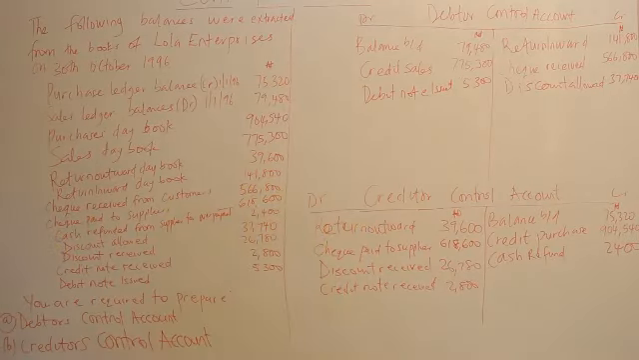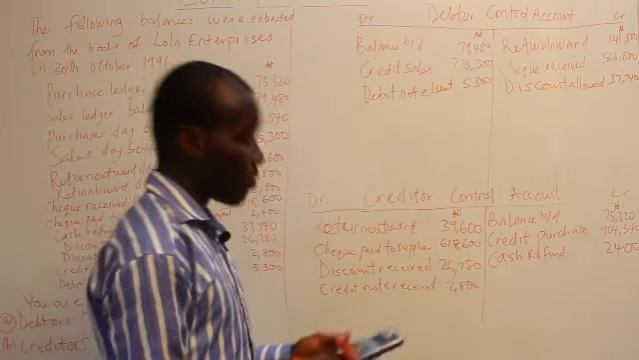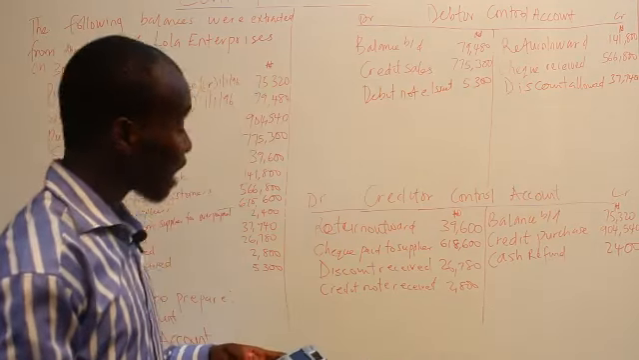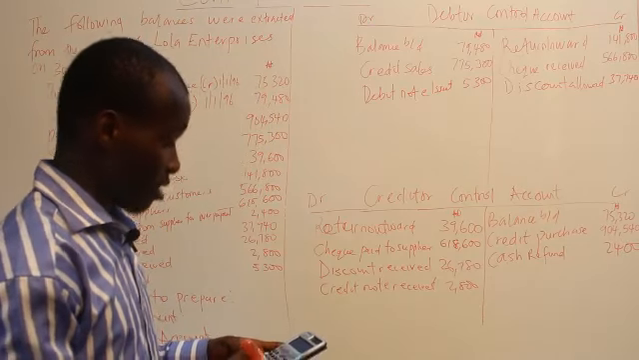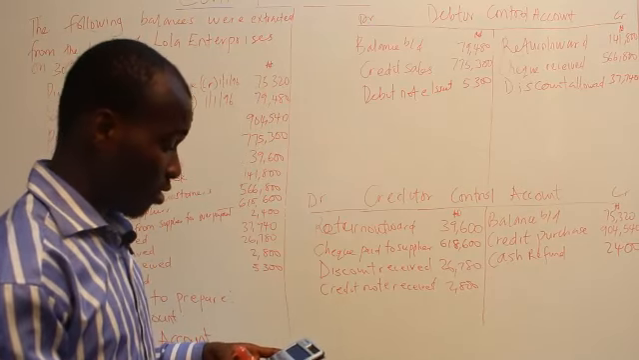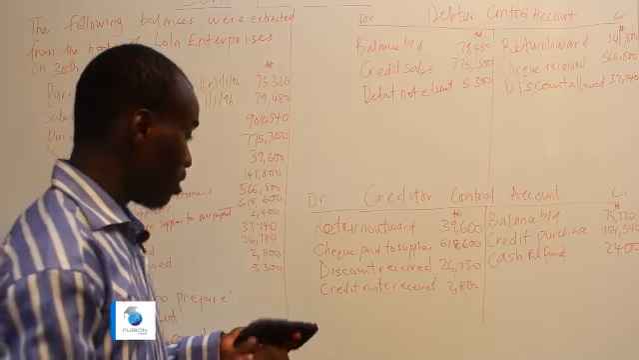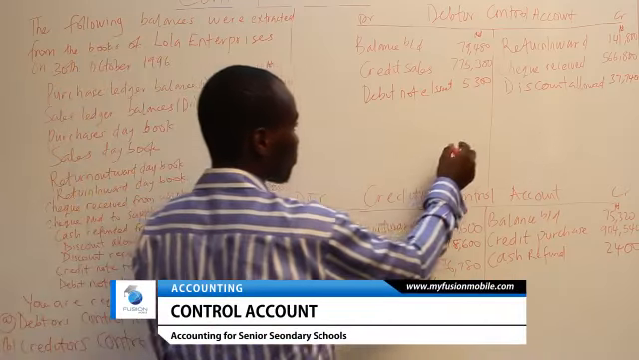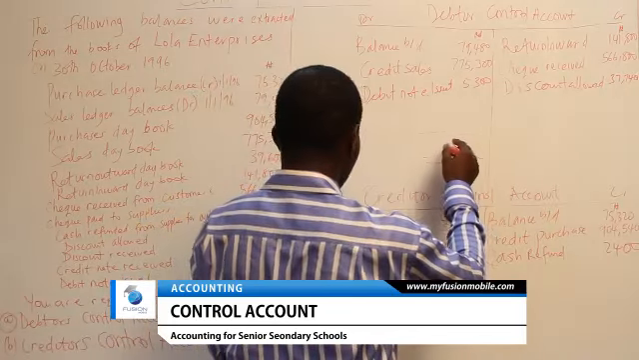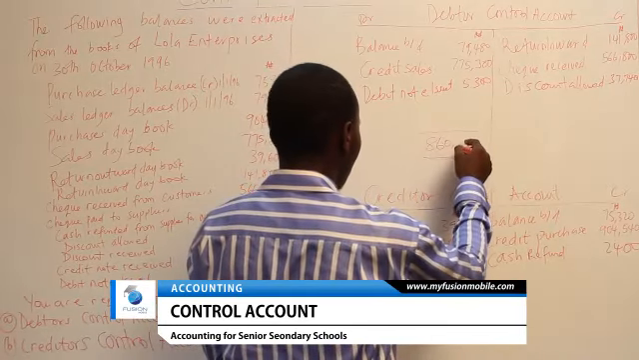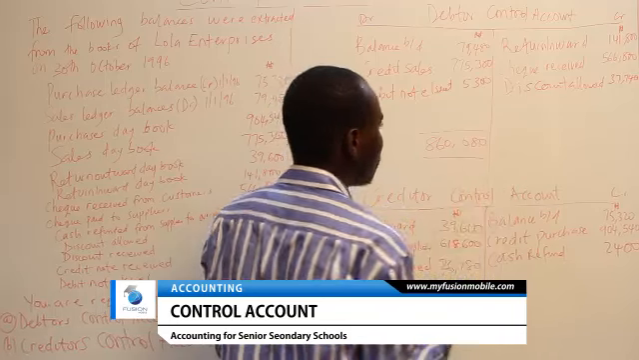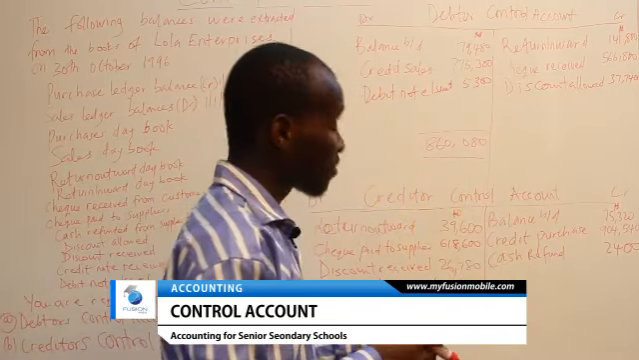And that is all. That is all on the details. We don't have any more details. The next thing is to balance the account. The first thing we are going to do is to add all of the debit side of the total debtor control account. So we have 79,480 plus 775,300 plus 5,300, and that gives us 860,080.